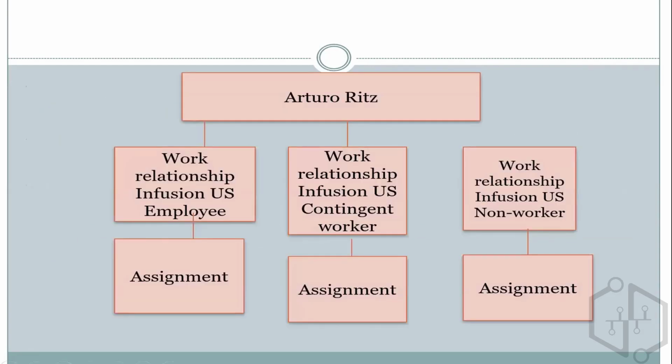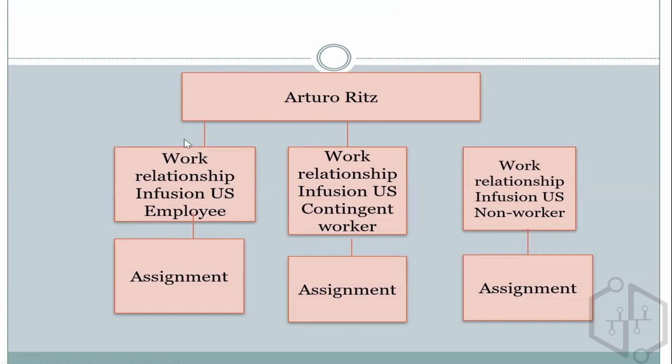So Oracle rates has a work relationship in Fusion as an employee, a work relationship in Fusion as a contingent worker, and a work relationship in Fusion as a non-worker. She can hold any position: she can be an employee, a contingent worker, or a non-worker. So what kind of work relationship does she have, and whether she has an assignment role.